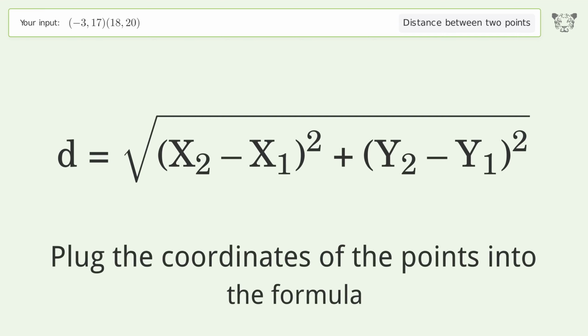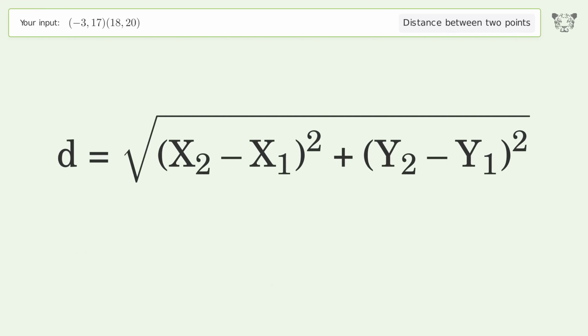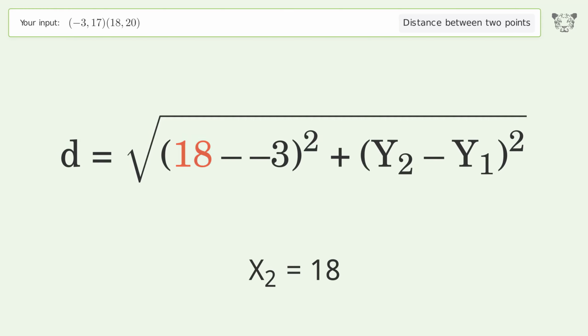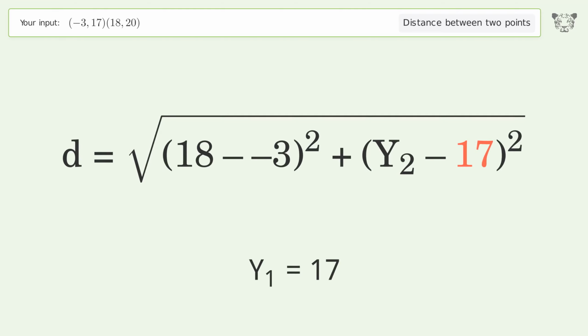Plug the coordinates of the points into the formula. x1 equals -3. x2 equals 18. y1 equals 17. y2 equals 20.